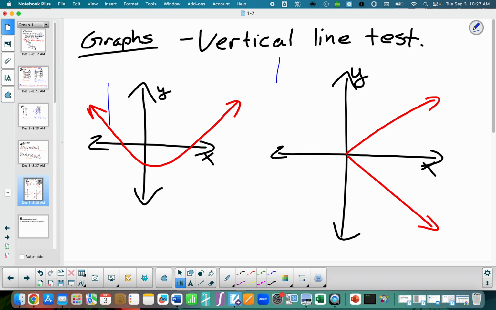So if we draw a vertical line here, it only hits the graph once. Vertical line here only hits the graph once. Here, once, here, once. And there's no place we could draw a vertical line where it would hit more than once. This would be a function.